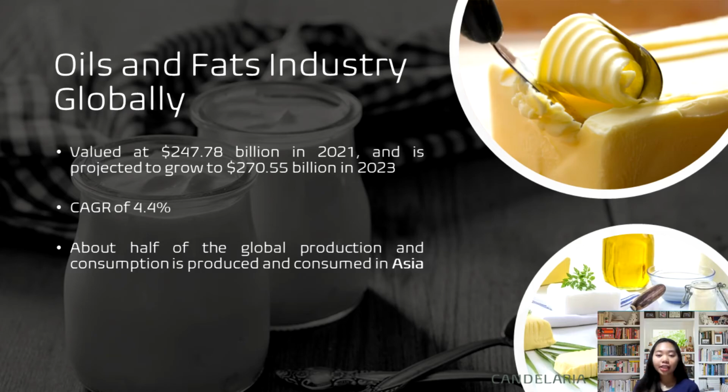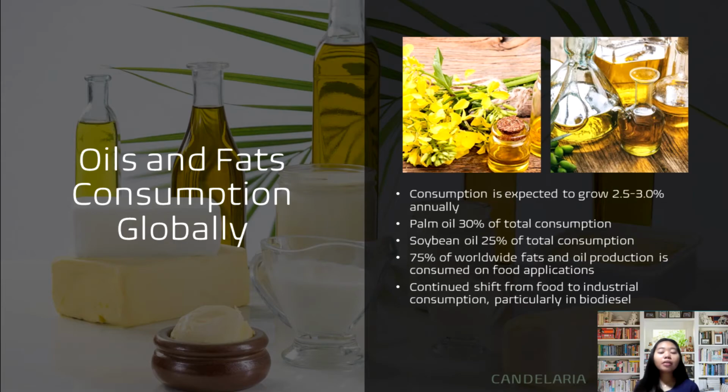The global production and consumption is led by Asia, which accounts for about half of the oils and fat produced and consumed worldwide. On the other hand, the global consumption of fats and oils is expected to grow from 2.5% to 3% annually. 30% of the total global consumption is from palm oil alone, while 25% is from soybean oil. Also, 3/4 of the global production is used for food applications such as frying. However, there is now a growing trend for the use of oil in biodiesel.